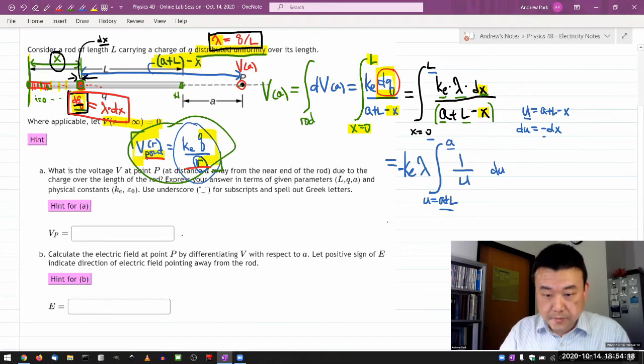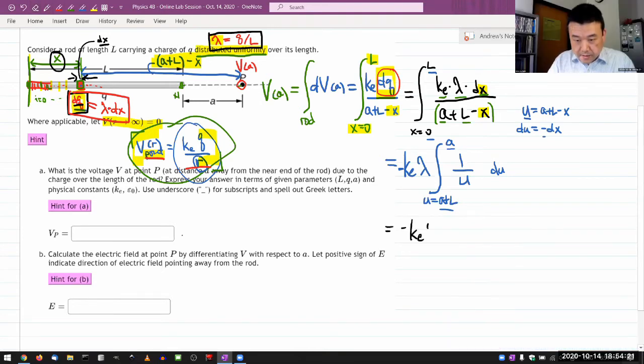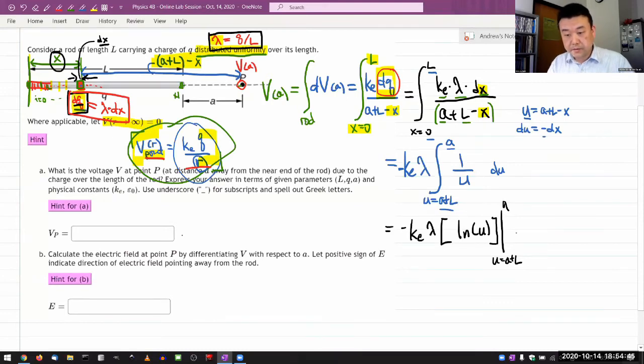So it's going to be minus ke lambda times the natural log of u, and I evaluate this at the two limits. The lower limit is u equal to a plus L, and the upper limit is u equal to a. What evaluating it at those limits means is I plug in the upper limit minus the lower limit. So let me just do this on the side quickly. This becomes ln a minus ln of a plus L.